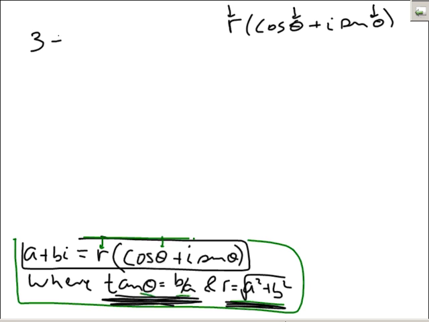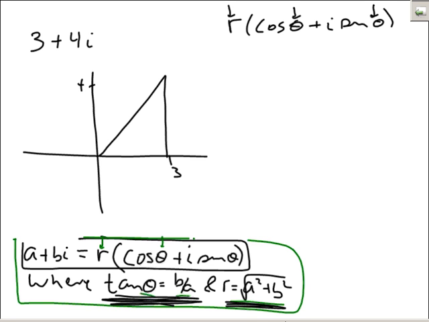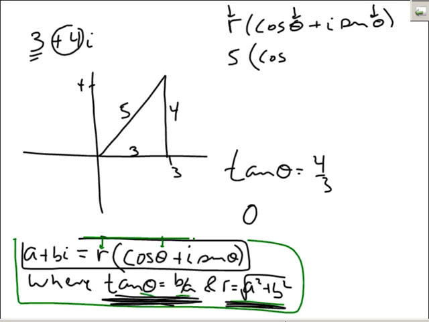Suppose you had 3 plus 4i. So that's in quadrant 1 because the real part is positive and the imaginary part is positive. 3 to the right and 4 up. This is 3, this is 4. You should know that that's 5. 3, 4, 5, the special right triangle. So r is 5. Now, what is the angle? Well, we know that the tangent of the angle is b over a, 4 over 3. So then the angle is the tan inverse of 4/3.